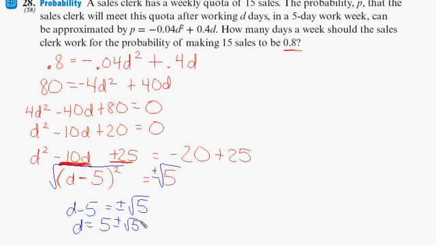Now, I will tell you that when you take 5 minus the square root of 5, you're going to get approximately 2.8 days, okay? When you take 5 plus the square root of 5, you're going to get, I'm thinking it's like 7 days or something like that. Now, why do we not write that answer down? Because I have a feeling the sales clerk isn't going to be looking to work more days than she has to, or he has to, okay? So how many days a week should the sales clerk work for the probability of making sales to be 0.8? 3 days, okay? Obviously not going to just work part of a day. So we're going to round this up to 3 days.